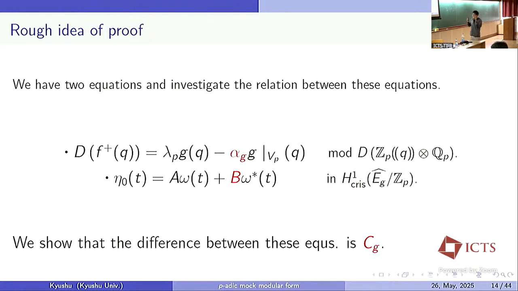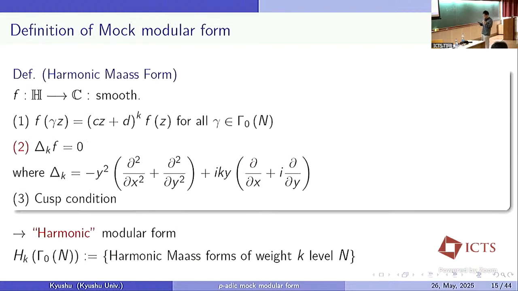Okay, the introduction has finished. Next, I will introduce basic facts to prove the main theorem. First, we define harmonic mass forms and mock modular forms. Let f be a smooth function on the upper half plane H. If f satisfies these three conditions, then we say that f is a harmonic mass form of weight k and level N. The first condition is very common: f satisfies the modular transformation law for all small gamma in Gamma_0(N).